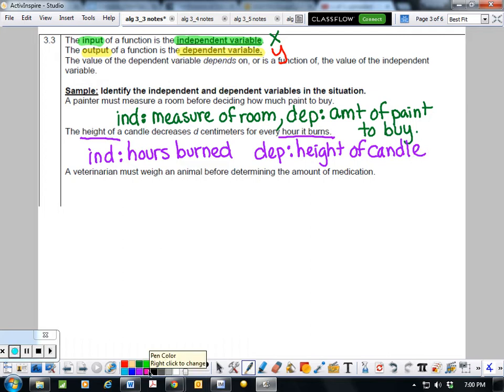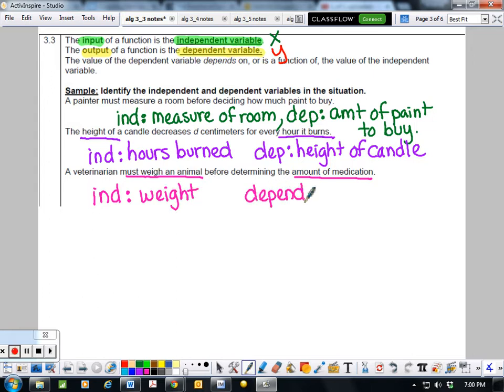Okay, a veterinarian must weigh an animal before determining the amount of medication. So we need to first know the weight of the animal, and then we can decide the amount of medicine. So independent is what we have to know first. And dependent is what we're using that to figure out. And that is the amount of medicine.